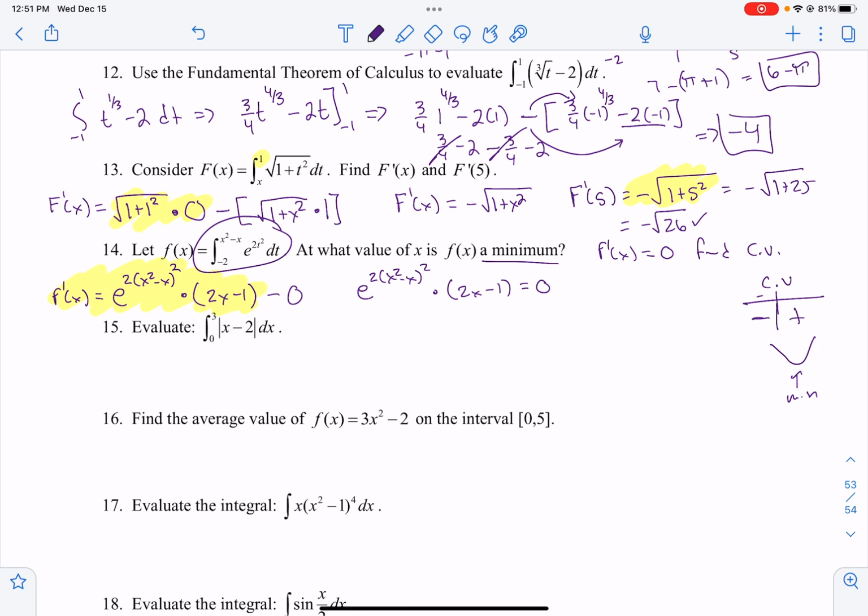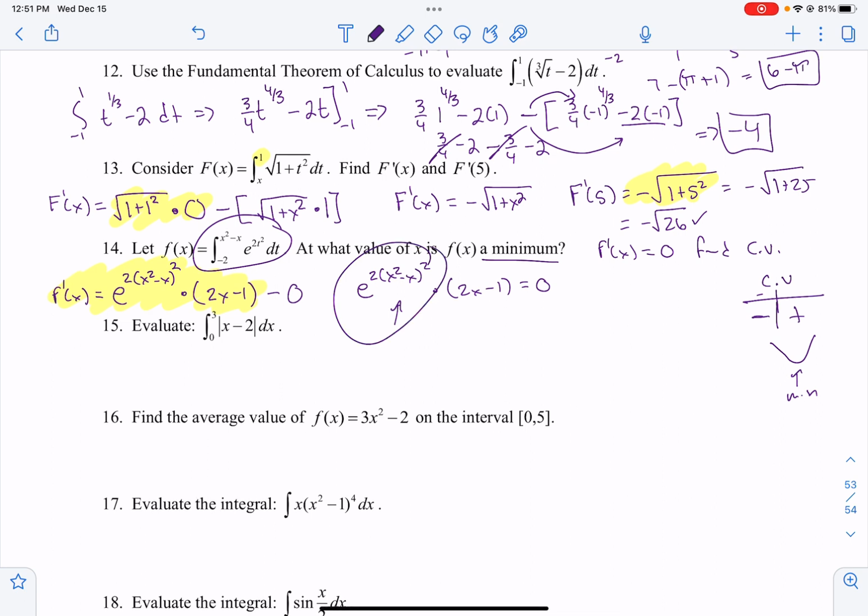Okay, e to any power, it doesn't matter what I plug in. E raised to any power, I cannot make it equal 0. I can't make any exponent that will turn e into a 0. So this is never going to be 0. So all I have to worry about is what makes this one equal 0. So 2x minus 1, 2x equals 1. So x equals 1/2.